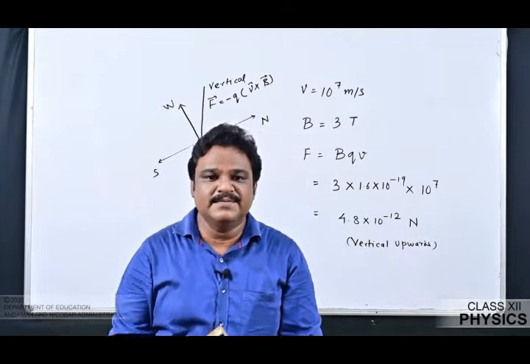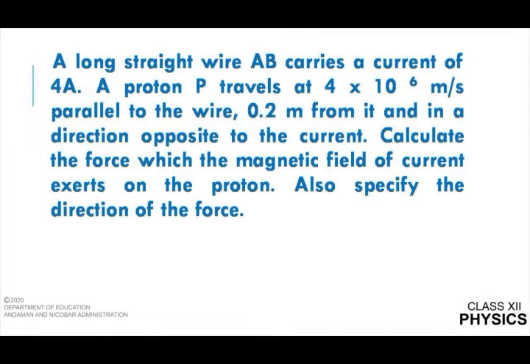The next question says: a long straight wire AB carries a current of 4 ampere. A proton P travels at 4 into 10 power 6 meter per second parallel to the wire, 0.2 meter from it, and in a direction opposite to the current. Calculate the force which the magnetic field of the current exerts on the proton. Also specify the direction of the force.